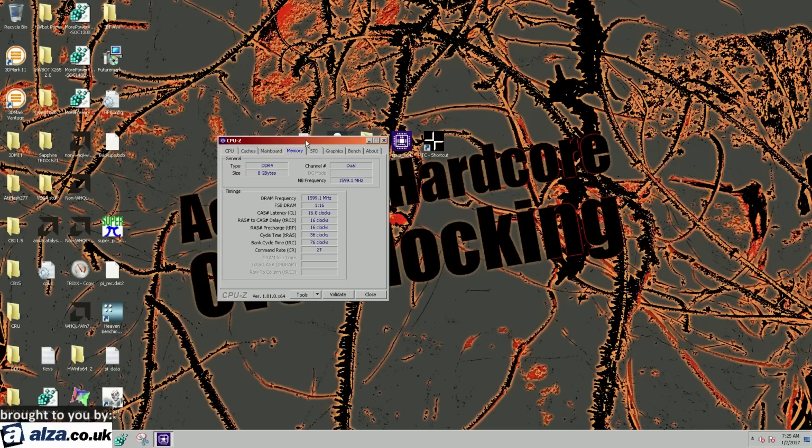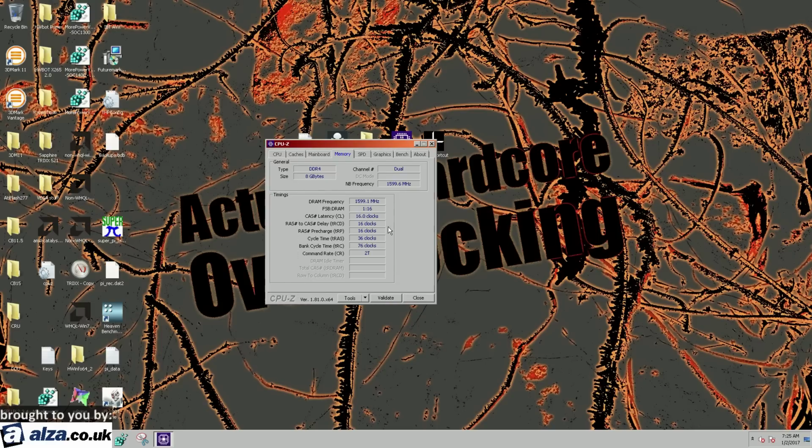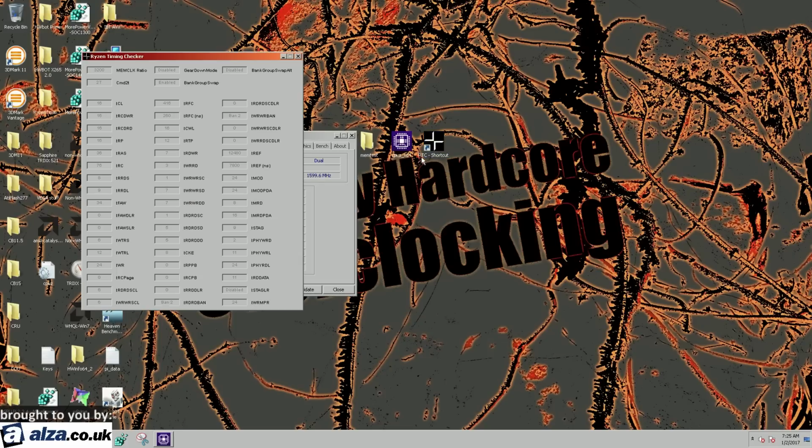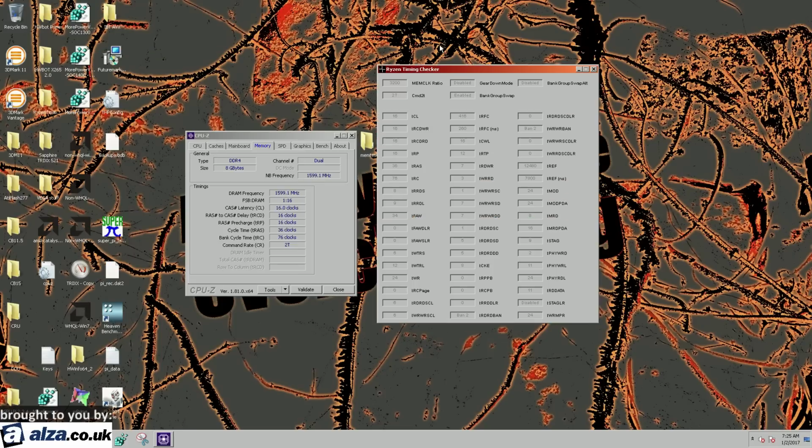Either way, CPU-Z is a good way to check your primary timings as well as your frequency. And then what you're also going to want is Ryzen Timing Checker. This is a program made by an overclocker named the Stilt.